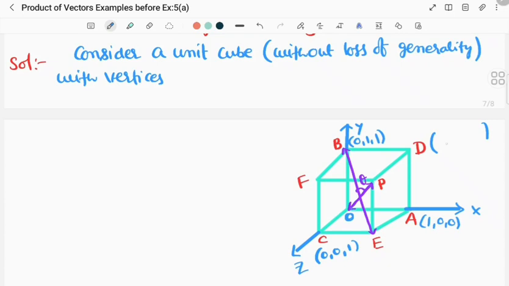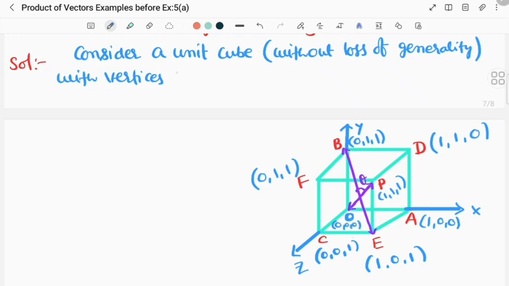D is in the xy plane, z is not there here. So xy plane means x value, y value will be there, z value 0. E point belongs to the xz plane: x value 1, y value 0 and z value 1. F is in the yz plane, so x is 0. But P is in the space, it has all the directions. Origin means obviously 0, 0, 0.